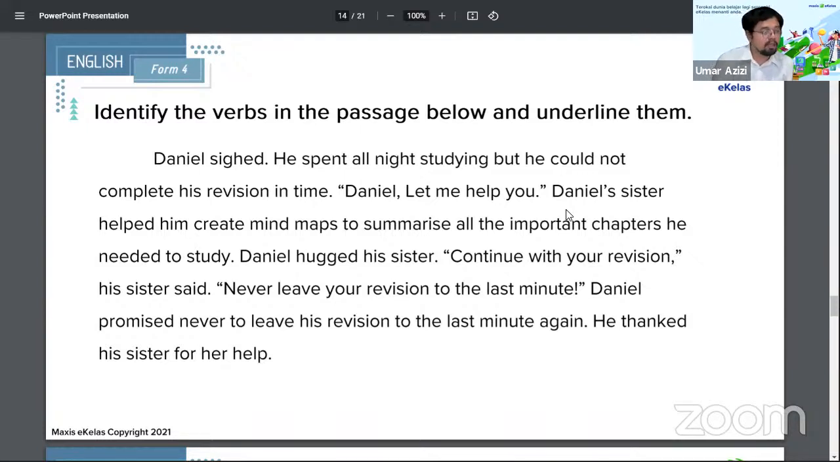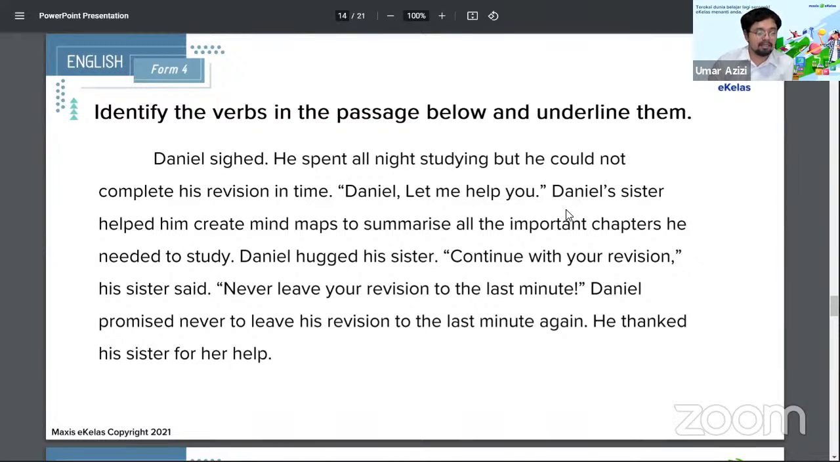I'll begin reading it. Daniel sighed. He spent all night studying, but he could not complete his revision in time. Daniel, let me help you. Just a moment. Okay. Daniel, let me help you. Daniel's sister helped him create mind maps to summarize all the important chapters he needed to study.